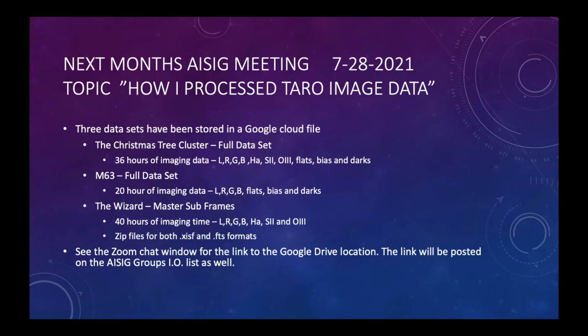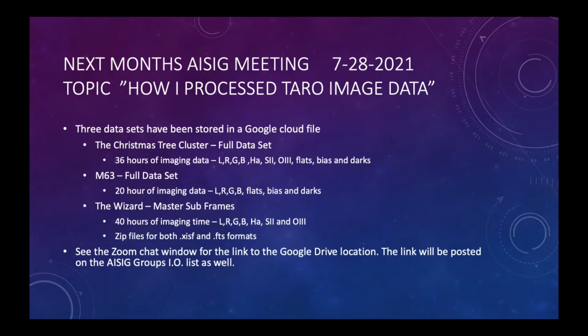So in July, we're going to give everybody a choice of 3 different data sets that have been collected by Tarot over the past couple of years. And I'll post a link in the chat window here shortly. This is a folder specifically for the AISIG group, and it contains 3 complete data sets. I should say 2 data sets plus a bunch of masters.